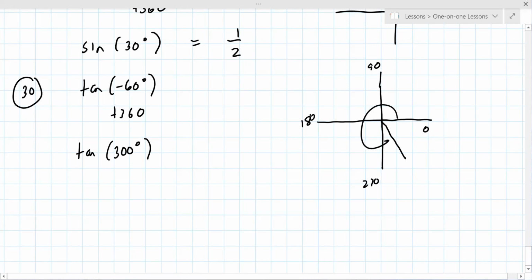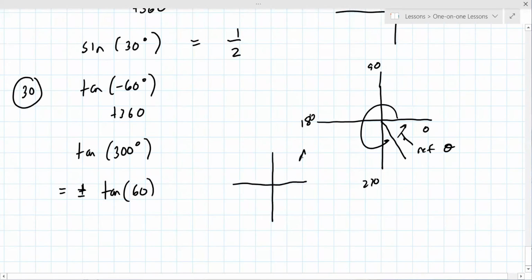There's a reference angle that's made with the x-axis. Do you know the reference angle here? 60. So this is equal to plus or minus the tangent of 60. The way we decide plus or minus has to do with which quadrant you're in. Some instructors say all students take calculus. In the fourth quadrant, cosine is positive, but tangent is negative. So this becomes negative tangent of 60.